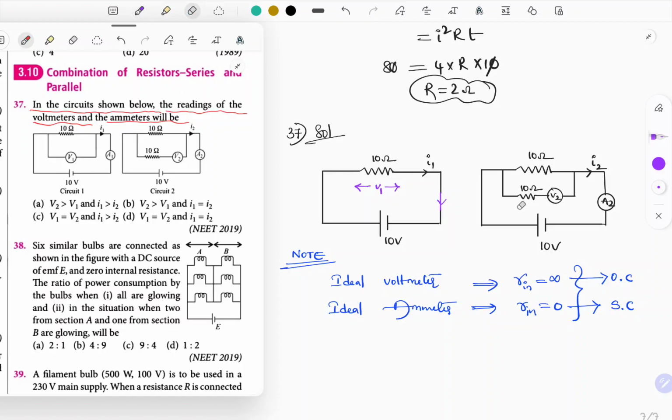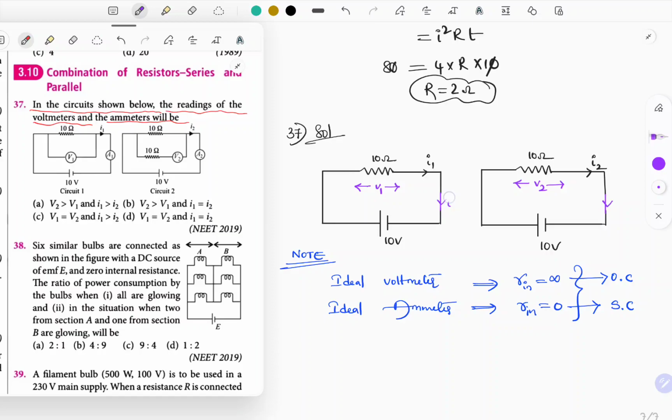So let's observe the next diagram. As the voltmeter internal resistance is infinity, you can remove this 10 ohm resistance. That means current flowing through this is 0. So the voltmeter reading is nothing but the voltage across this resistance V2. If you remove the 10 ohm resistor which is in series with the voltmeter, current flowing through that is 0 because internal resistance is infinity, right? Nothing but the voltmeter reading gives you the voltage across the 10 ohm resistor. Similarly, if you replace this ammeter with a short circuit, current flowing through the ammeter is equal to I2.